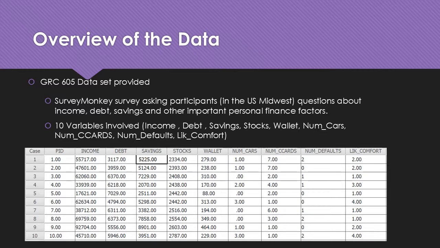Number of defaults, the number of defaults of all types incurred by the participant. Like comfort, so this equals the self-reported comfort level of the participant with the current financial standing. The measure used a Likert scale where 0 equals very uncomfortable to 4 very comfortable. The screenshot of the data is an example of how the data variables are organized.